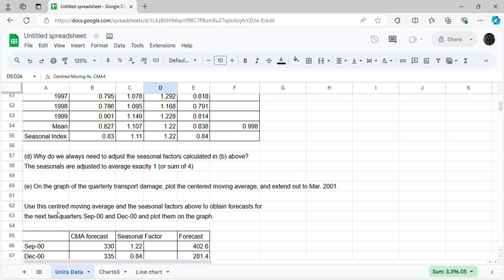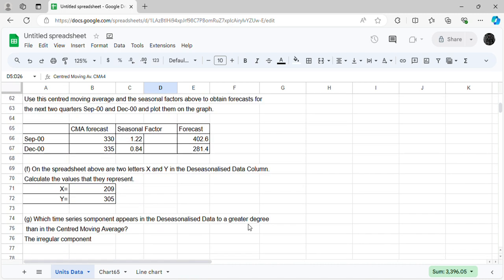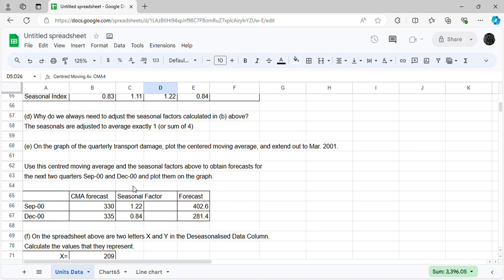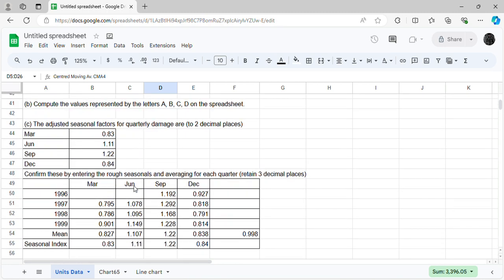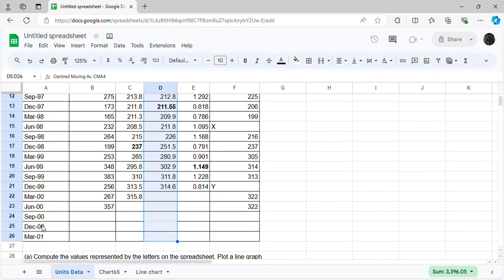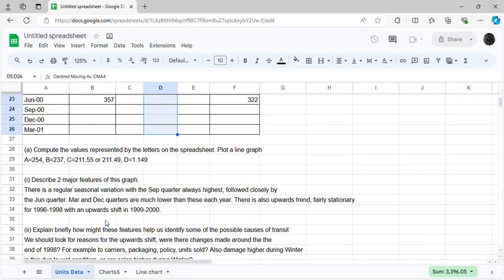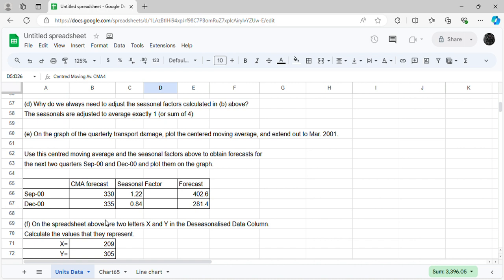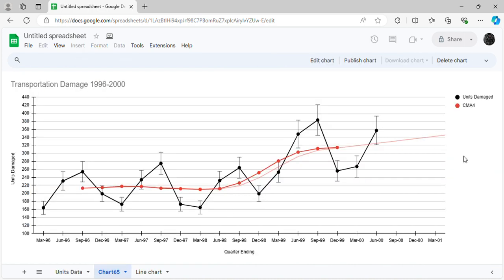Use this centered moving average and the seasonal factors above to obtain forecasts for the next 2 quarters, September 2000 and December 2000, and plot them on the graph. So we can see in the table September 2000 and December 2000 there is no observed data. So we want to estimate, to forecast them. Okay. So the centered moving average forecast will come from the graph.